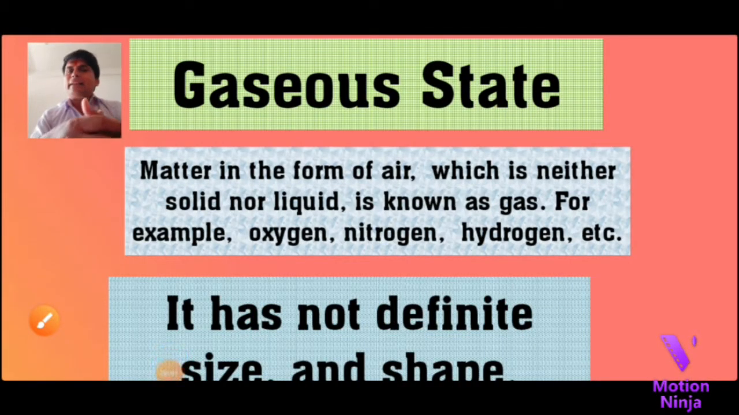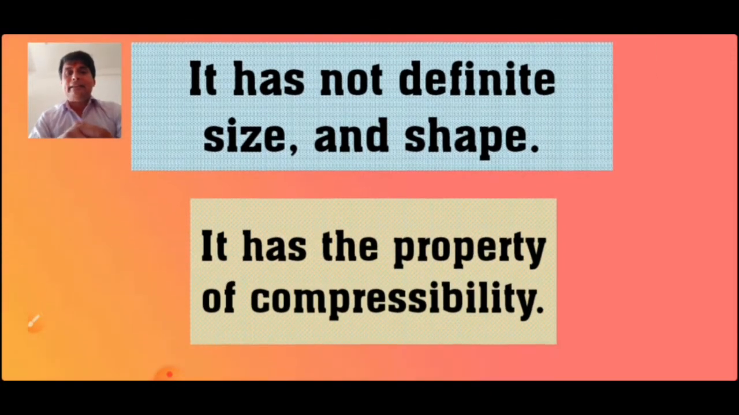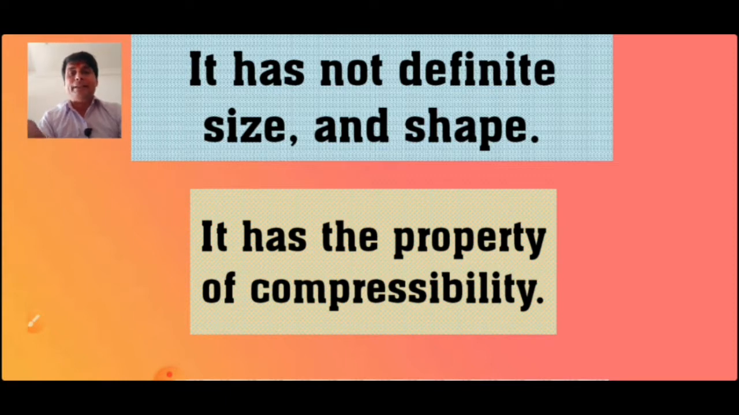Gaseous state: matter in the form of air, which is neither solid nor liquid, is known as gas. For example, oxygen, which we breathe, nitrogen, hydrogen, etc. All of these are gases. It has no definite shape and size like a solid. It has the property of compressibility. Gases such as liquefied petroleum gas (LPG) used in cooking and compressed natural gas (CNG) used as fuel in vehicles have high compressibility. Therefore, a large volume of gas can be compressed into a small cylinder and transported easily.